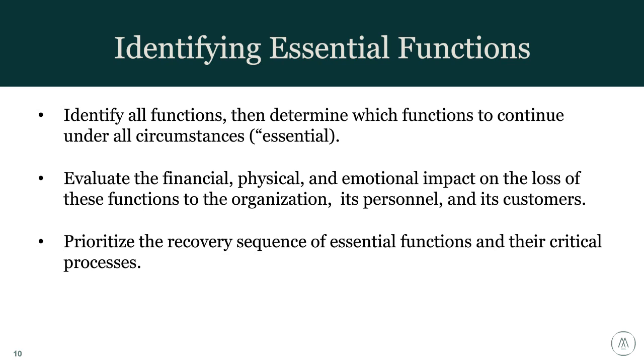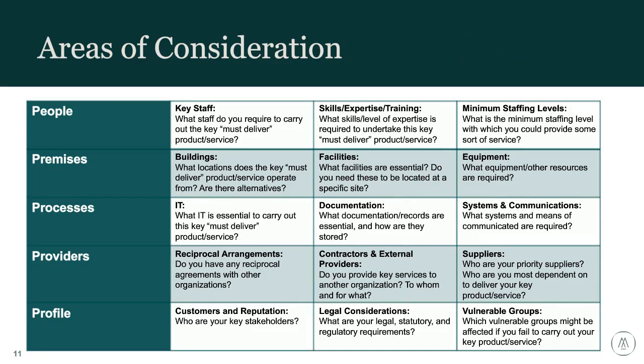There are a lot of different areas to consider, both in the identification and the prioritization phase. Really thinking about across the board: people, the premises, the places, and the space and the equipment that we need, the processes, the dependencies that we have on IT, the documentation. Is it clear how the processes go? The systems and communication, how are we communicating both internally and externally? Our providers include both internal dependencies as well as our external dependencies.